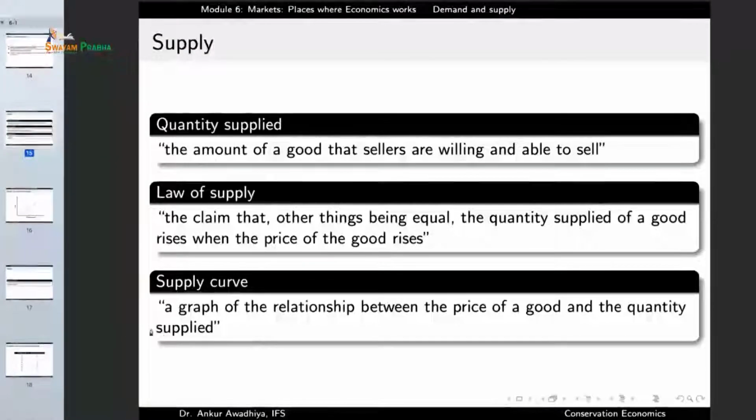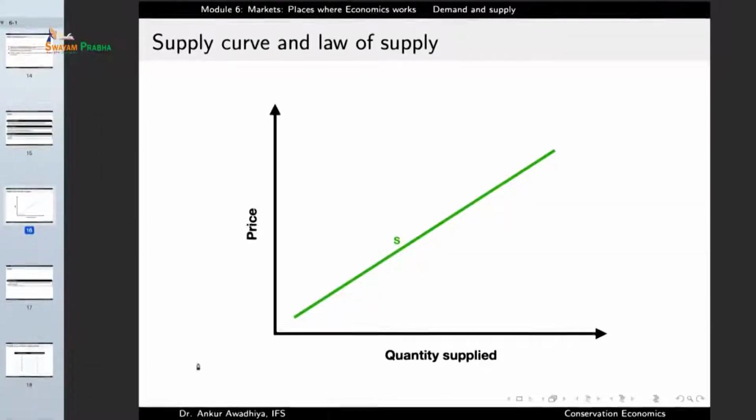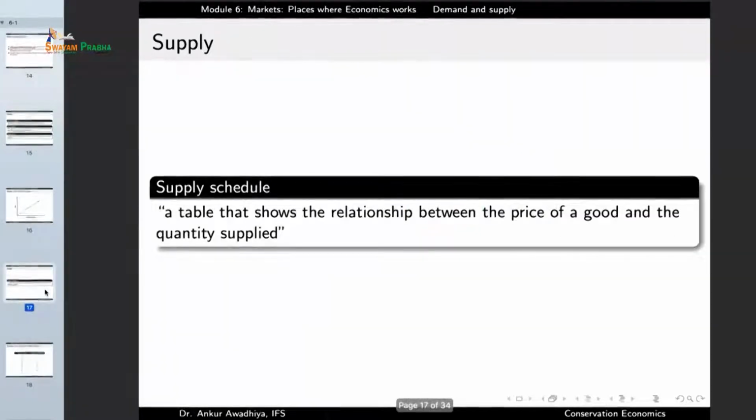And we can represent it through a supply curve, which is a graph of the relationship between the price of a good and the quantity that is supplied of the good. So this is the supply curve. When the price increases, so we are moving from say this point to this point, the quantity that is supplied also increases. So this is the law of supply. We can represent the law of supply through the supply curve or through the supply schedule.